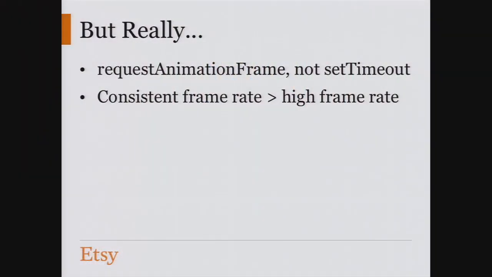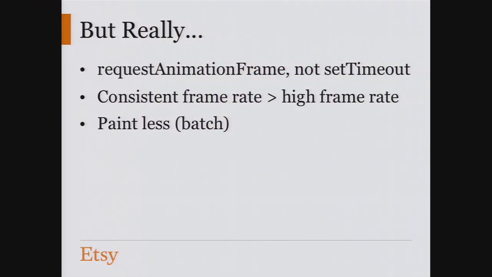Another thing to point out is that consistent frame rate is better than a high variable frame rate. So if you can get your page to render consistently at 40 frames per second the entire time, that's better than having it render at 60 sometimes, but as soon as the user scrolls or an animation fires, it drops down to 30 and bounces back and forth. That's a terrible experience for your end users, so you want to make sure that the page is rendering in a consistent fashion.